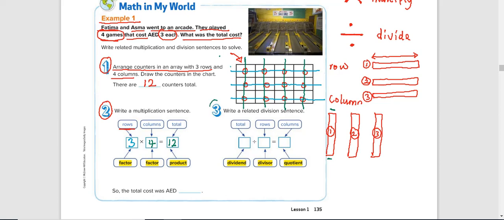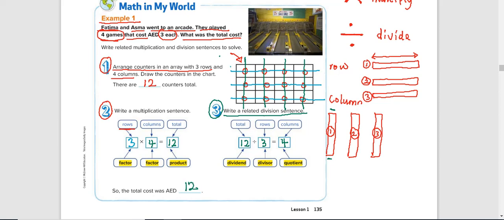So next, let's go to step 3. If you know your multiplication, then you can do division. This says write a related division sentence, starting with the total. The total we got is 12, so I put 12 here, divided by the rows. So the rows is 3, I put 3 here. If you do 12 divided by 3, you're going to get 4, which is the answer in the column. So this is 4. Alright, so the total cost is 12.